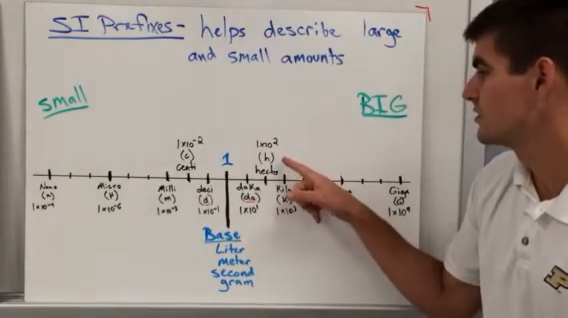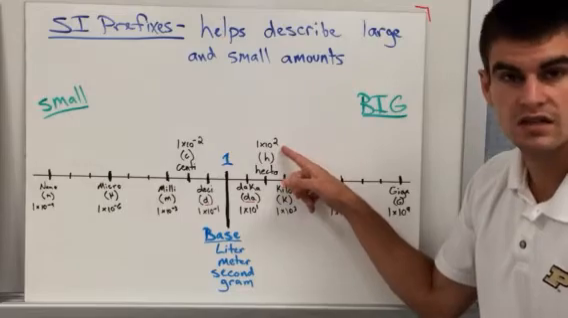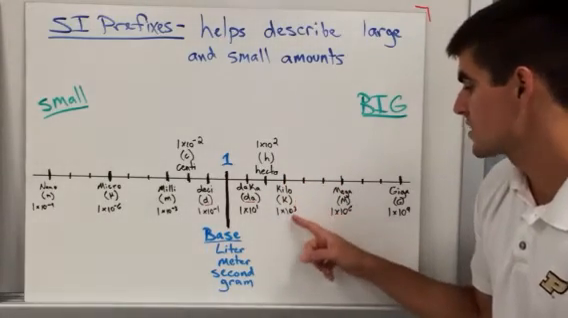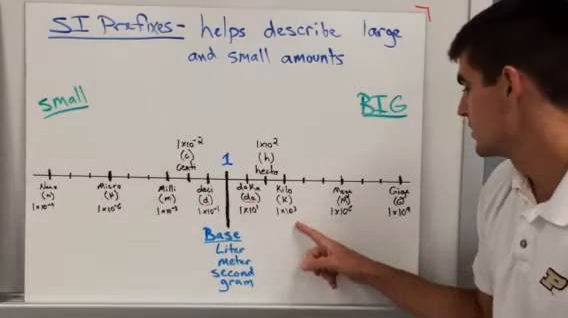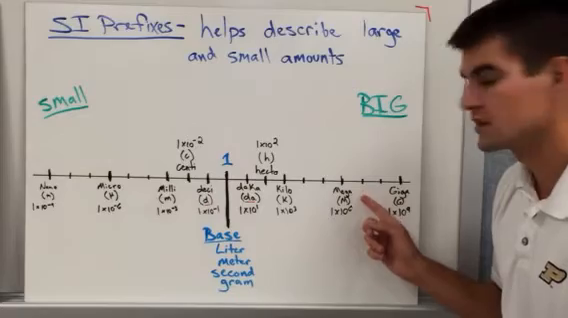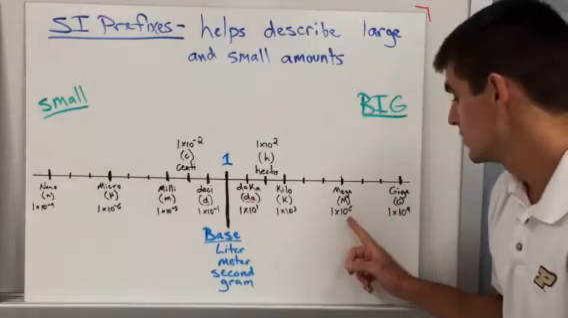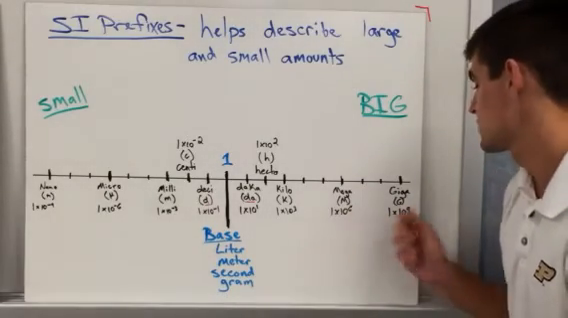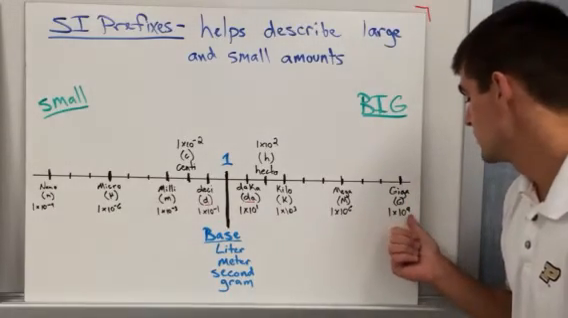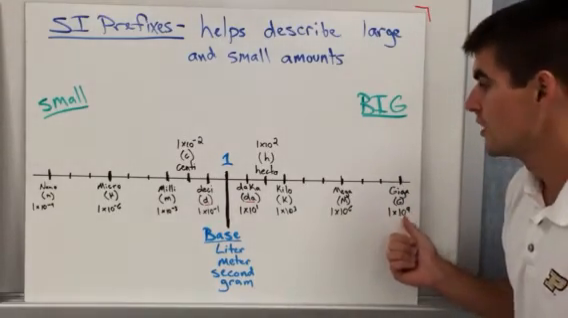Then you have hecto, lowercase h, 10 to the 2nd. Kilo, lowercase k, 10 to the 3rd. Skipping on down a few spots. Mega is a capital M, 10 to the 6th. And then the last one, giga, capital G, 10 to the 9th.